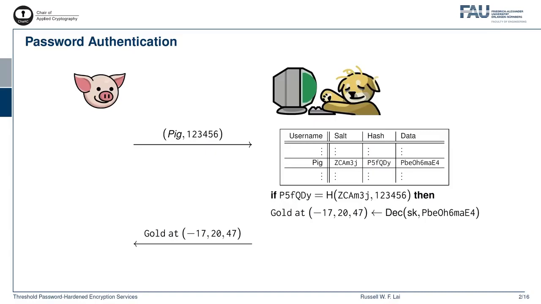The server holds a database in which he stores a salted hash, and perhaps some encrypted data under the username. After receiving the username and the password from the client, the server checks if the hash value of the salt and the given password equals the salted hash stored in the database. If so, then he decrypts the encrypted data from the database and returns the plaintext value to the client.